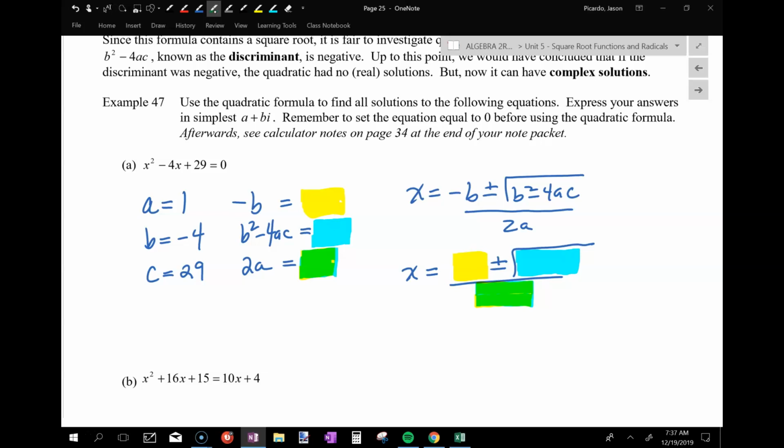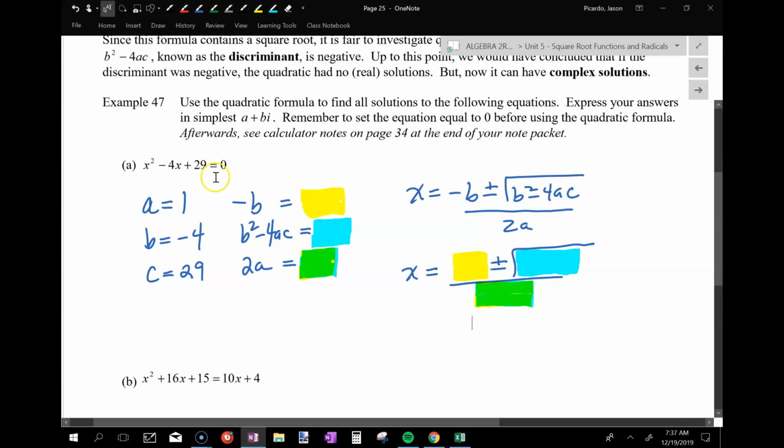All right, so if you've played your game right, you stored these in your calculator, right? What'd you get for negative b? 4, right? So that goes here. What'd you get for b squared minus 4ac? Negative 100. All right, so that's going to go here. And the 2a, and that's going to go here.